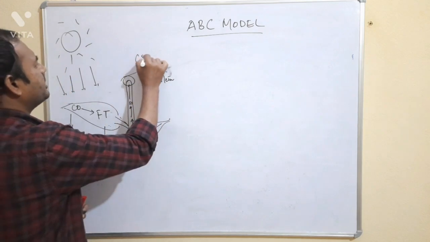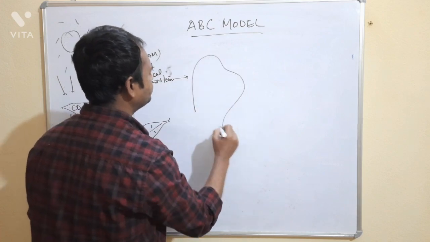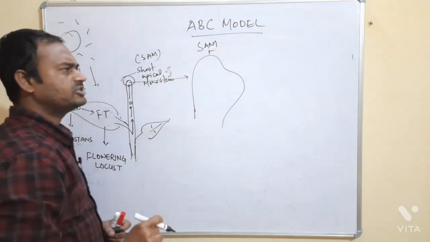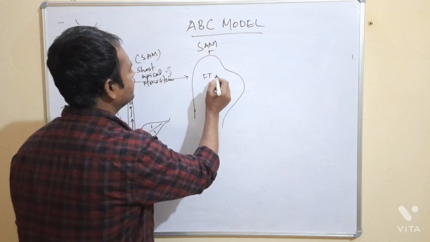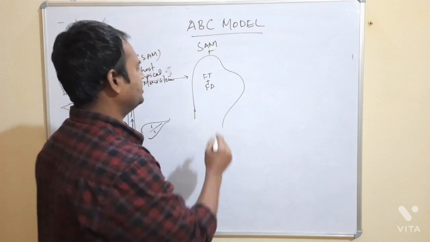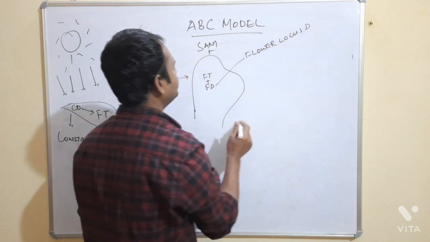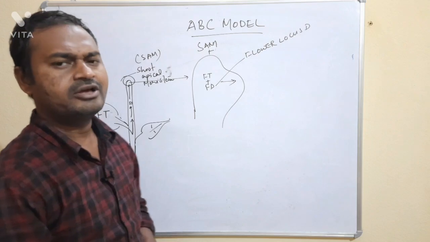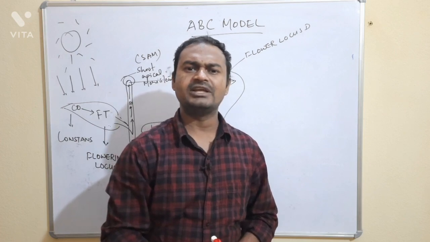It reaches the shoot apical meristem. Here in the shoot apical meristem, this is the SAM, shoot apical meristem. After it reaches the shoot apical meristem, what happens? It induces the transcription of another protein, and that is called flowering locus D. This is the FD protein, and this FD protein will lead to the activation of another gene, and that is called leafy.